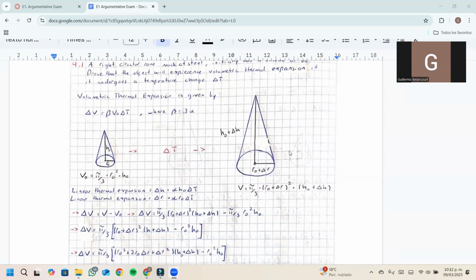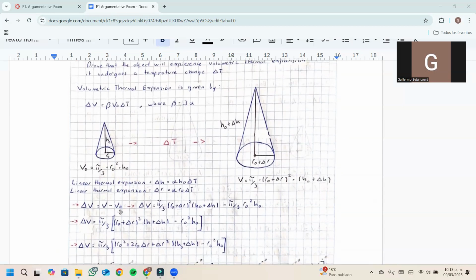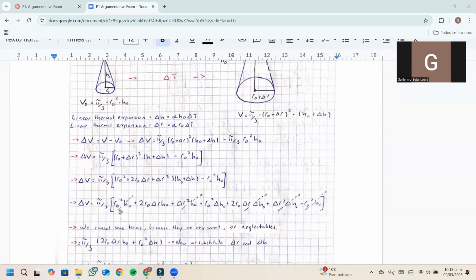which we have both of them here. We only substitute them in this equation. Then we have to group similar terms. We have to multiply all this by pi over 3. Then we have to expand it. We expand it all, as you can see here, and then we can cancel some terms because they are very small values or they are negligible.